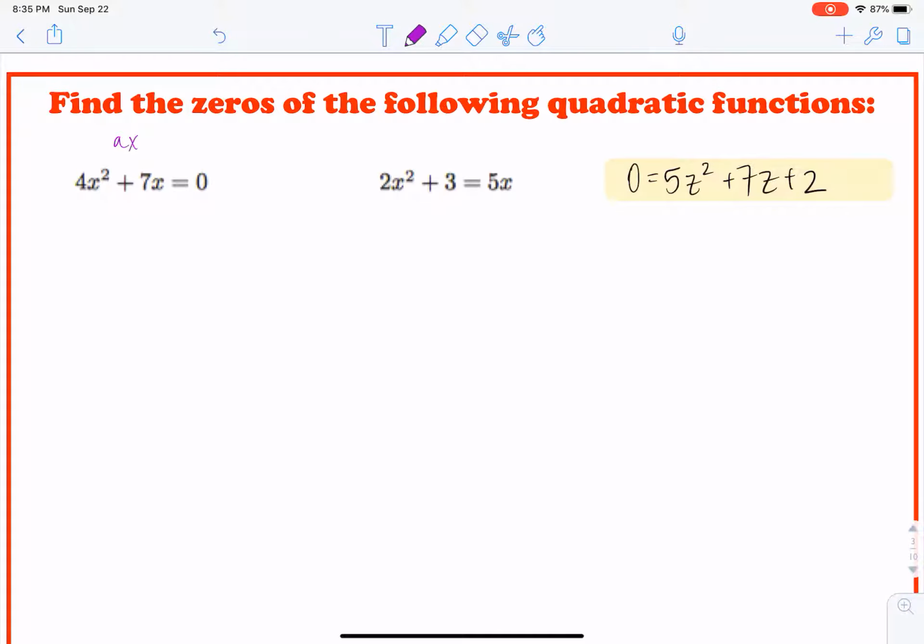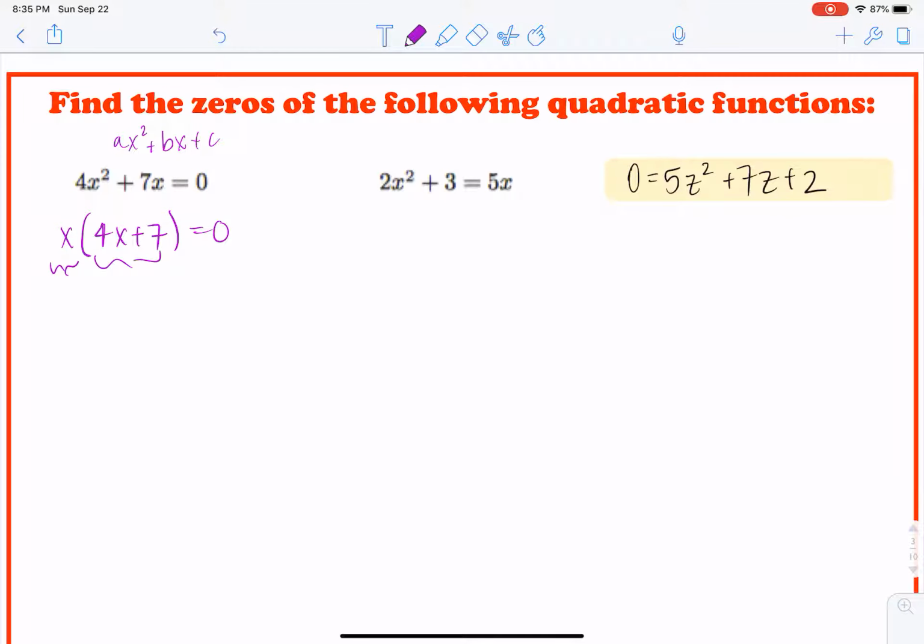Now when I have my standard form of a quadratic, ax squared plus bx plus c, I can see here in this example that I'm missing the c term, so it looks like both of my terms have an x in common. So what I'm going to do is factor out an x. Then I'm left with 4x plus 7 is equal to 0.